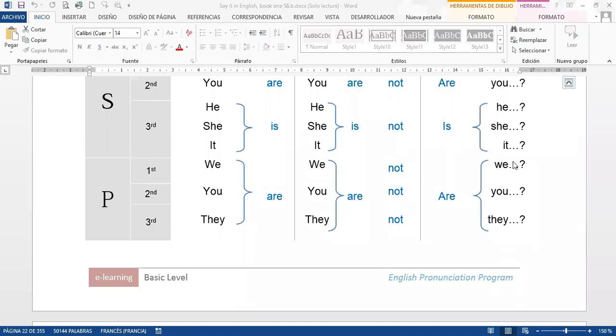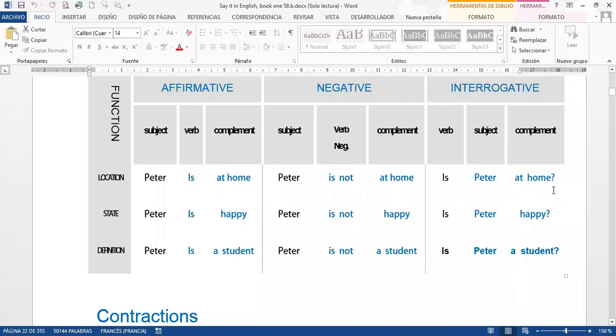Okay, yes, we are. No, we aren't. Are you teachers? Yes, we are. Or no, we aren't. Are they students? Yes, they are. Or no, they aren't.